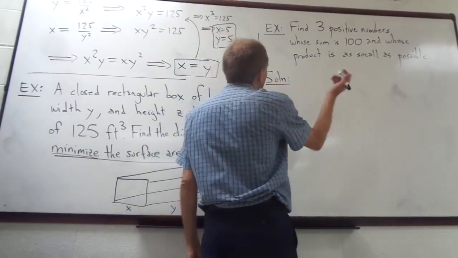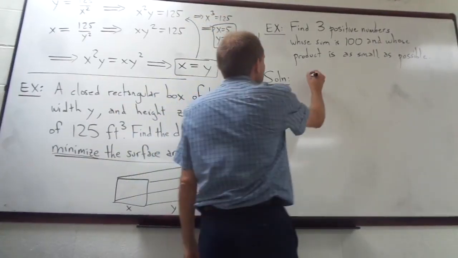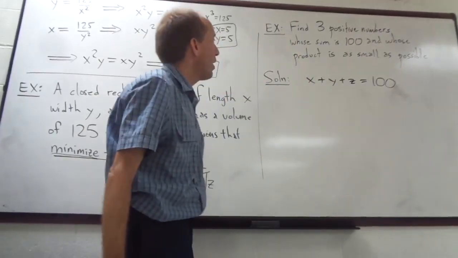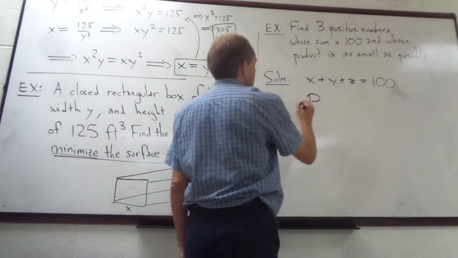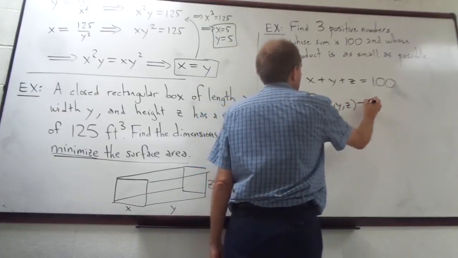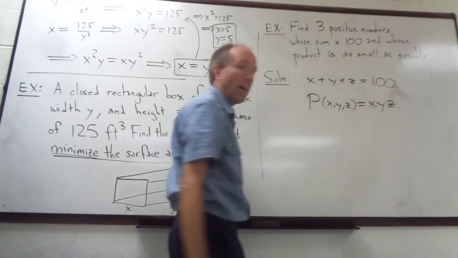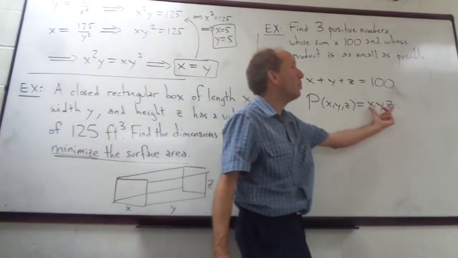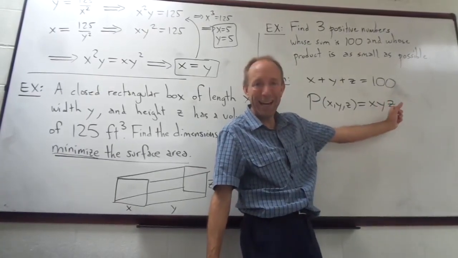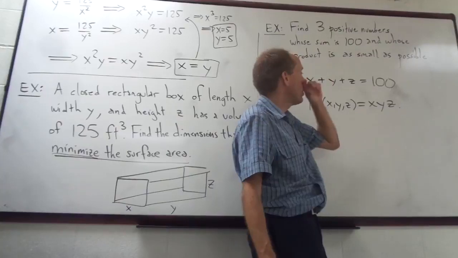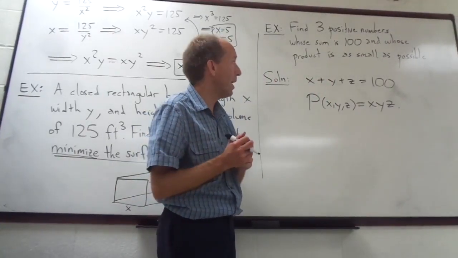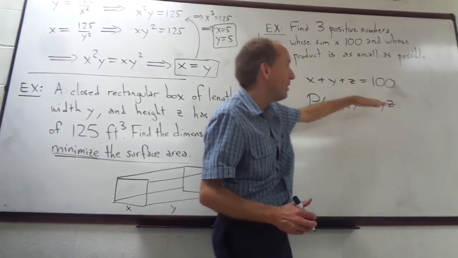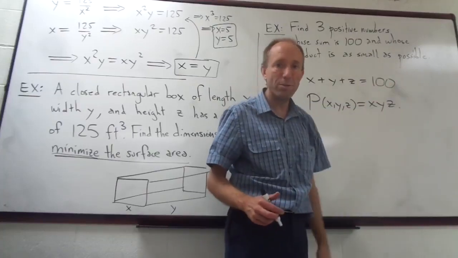So maybe I can call my variables x, y, and z again. Right? So x plus y plus z is equal to 100. And our product expression, let me call it P of x, y, z. Of course, this just means that we're looking at x times y times z. It's a little different than the last example, because on the last example, I knew what the product was. The length times the width times the height was 125, and it was the surface area that I was trying to minimize. So here, I'm trying to actually minimize the product, x times y times z, given that x plus y plus z is equal to 100.